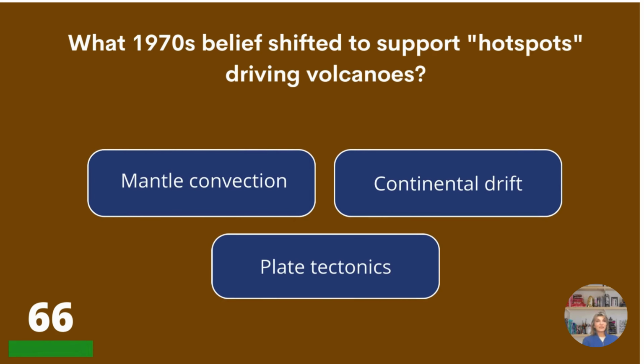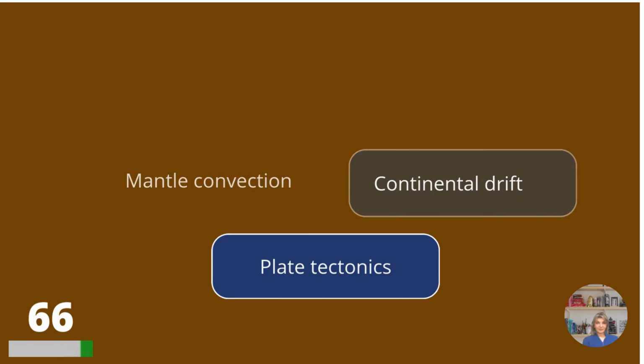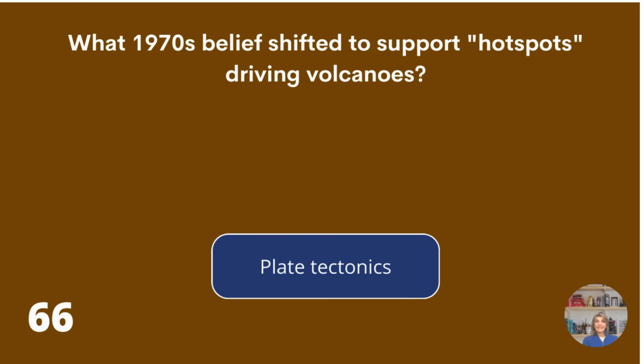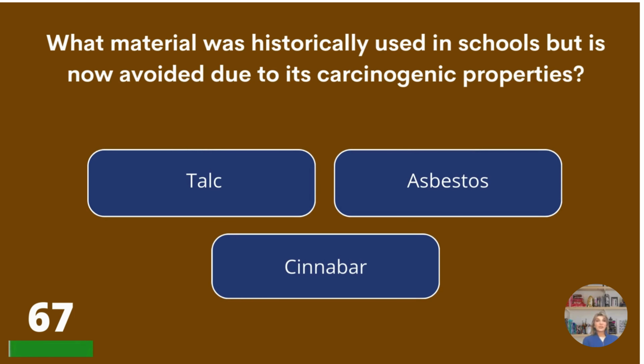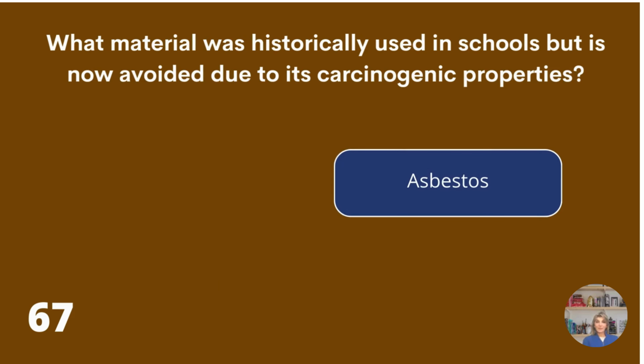What 1970s belief shifted to support hotspots driving volcanoes? Mantle convection, continental drift, or plate tectonics? Plate tectonics. What material was historically used in schools but is now avoided due to its carcinogenic properties? Talc, asbestos, or cinnabar? Asbestos.